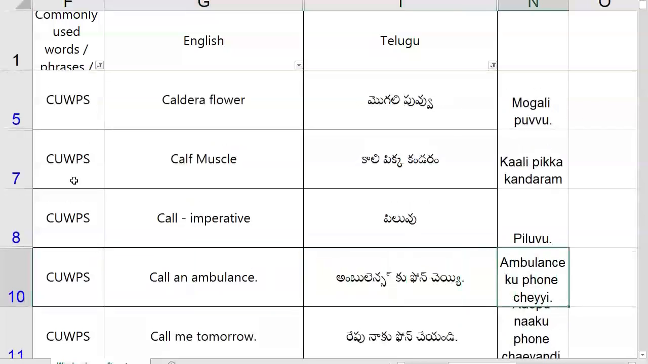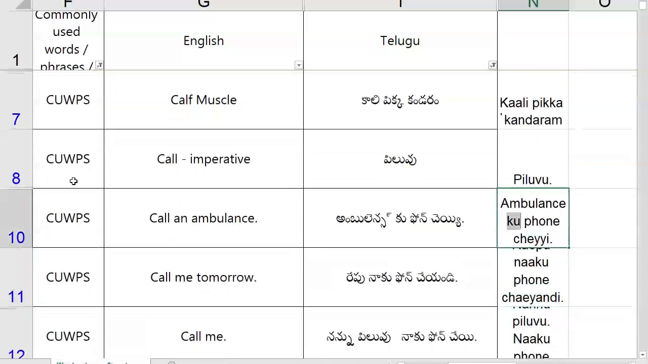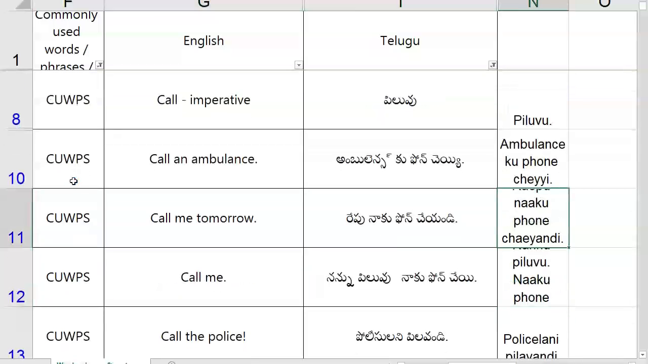Call an ambulance means ambulance ku phone cheyandi. Here mostly we talk about telephone. Usually when there is a situation like this, we don't call with our mouth, we call using the phone only. So whenever we use telephone, in those contexts we use phone cheyandi. So the word call has two meanings. If you are not talking about telephone, pilavandi. If you are talking about telephone, phone cheyandi. Call an ambulance. Here we are talking about telephone, so the meaning will be ambulance ku phone cheyandi. Here we use the meaning of to, for example, call to ambulance. Call me tomorrow. Okay, so here again we have a different situation.